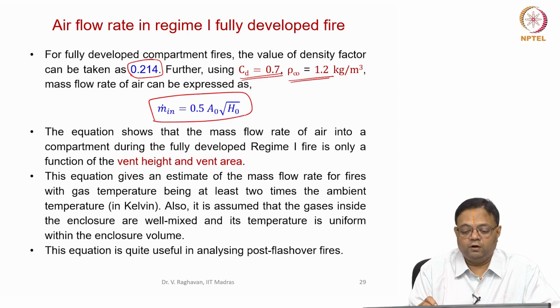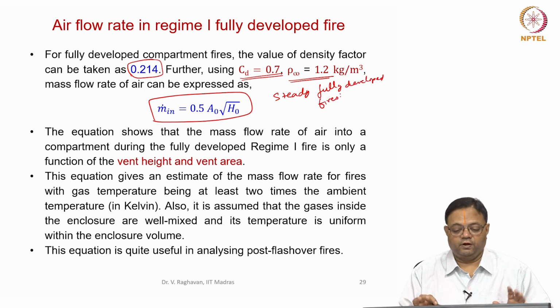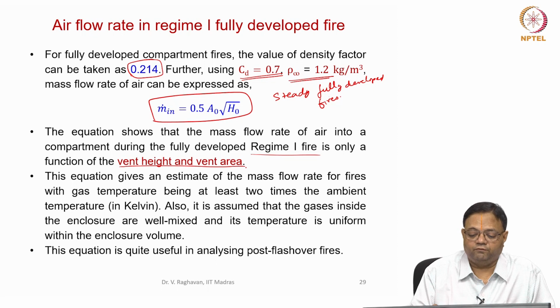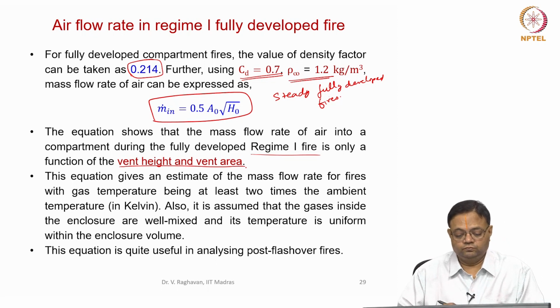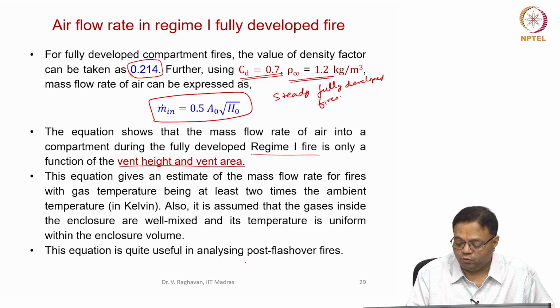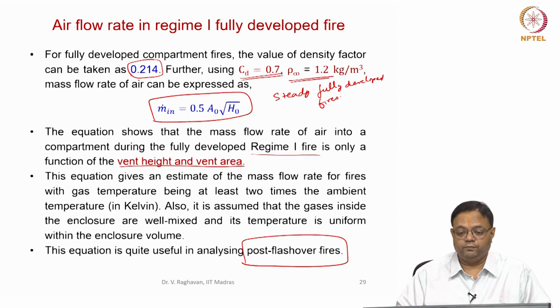rate of the air coming in, which is also the mass rate of the gases going out, as 0.5 A naught into root H naught, for steady fully developed fires. So this we have seen. For the regime 1 fire, we can see that the mass flow rate is a function of vent height and vent area. Fully developed condition occurs only after the flashover, that is, for steady post flashover fires I can use this expression. So we have seen this.